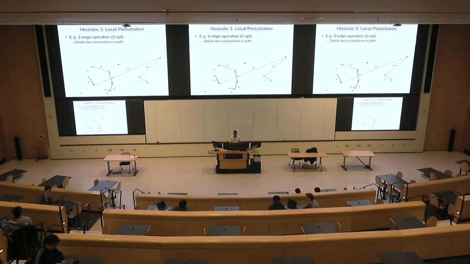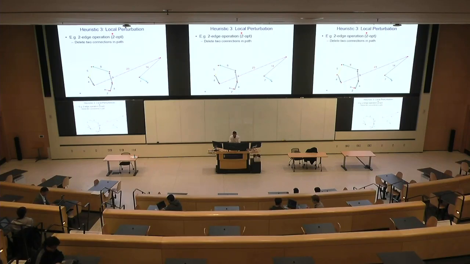So what the 2-opt or 2-edge operation tells you to do is that you're going to delete 2 connections from the path that you started at. That will cut your path into 3 different pieces, and then you'll choose a different order to connect these 3 pieces, right?